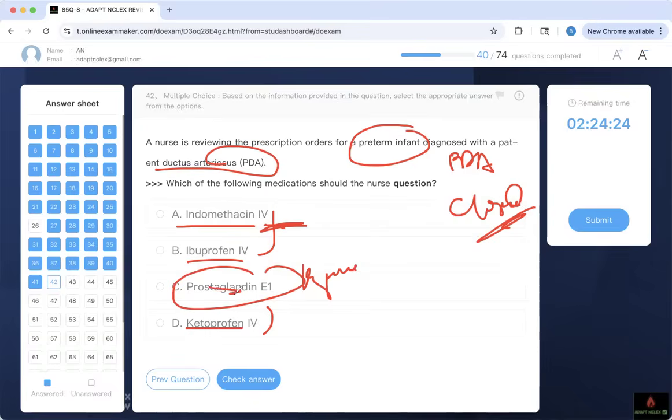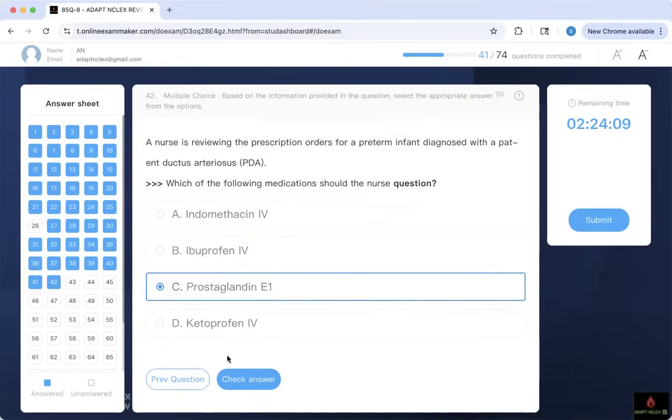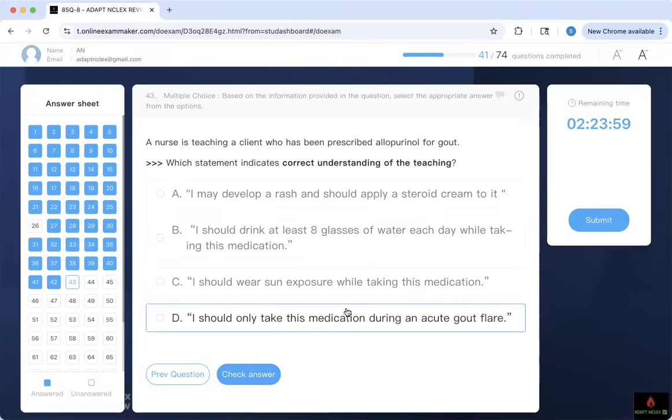Therefore, I should question this. If I have an order to close the thing, why would I? It's a patent ductus arteriosus. That means I should close it. If I give you prostaglandins, I'm going to keep it open. And that's the right answer. NSAIDs close PDA, prostaglandins keep it open. I don't want to keep it open. Therefore, I should question that.